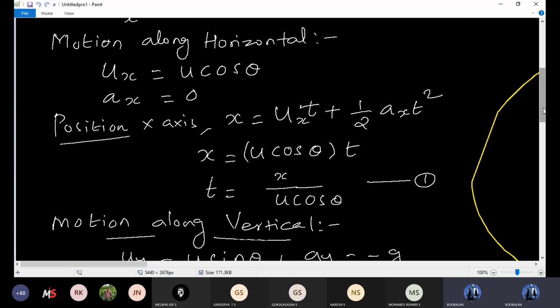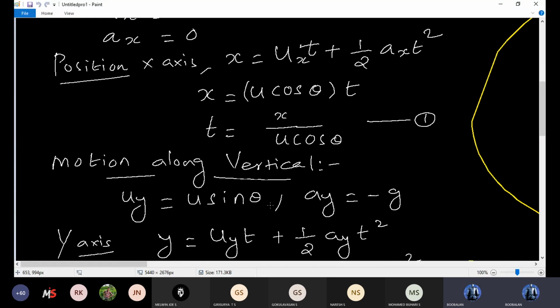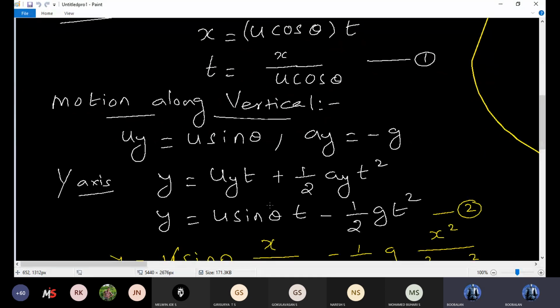Ux value, ax, the acceleration, is 0. Now position formula, x is equal to ut plus half at square. Just apply the values. You will get t equal to x divided by u cos theta. This is the first equation. The next one, the motion along the vertical component.